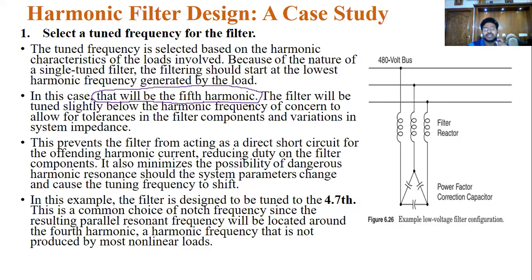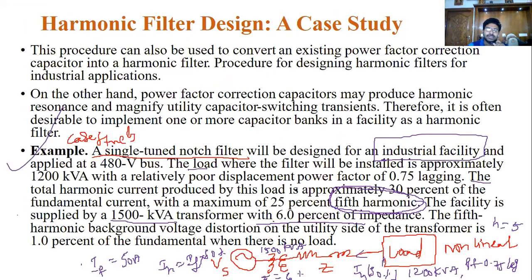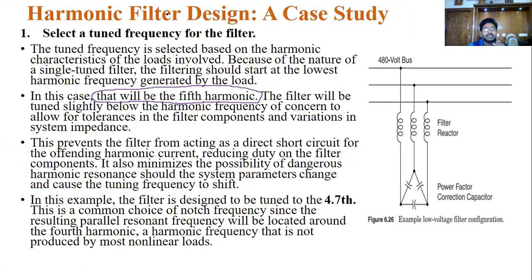You can ask all other things. What is the load rating? What are the voltage ratings? What is the transformer rating? What are the losses in the transformer? Then after that they can design a filter. They can also ask what is the power factor, and what is the harmonic current that is injected. According to these values, they can design a filter. So we are designing a single tune filter as a fifth order harmonic elimination filter.